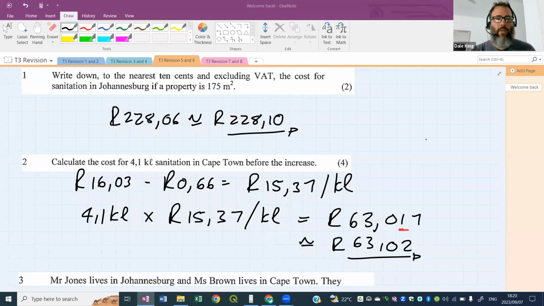All right. So there we go. So an extra step here, we had to work with the previous tariff and not just the one on the screen, which is making this a 4-mark question.